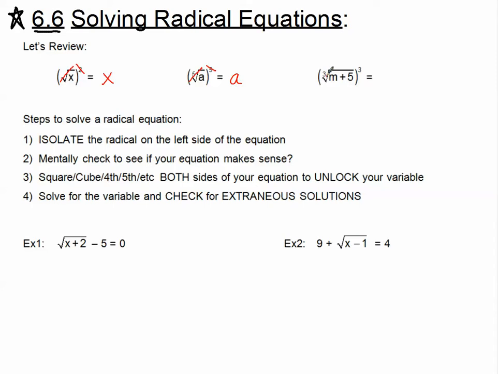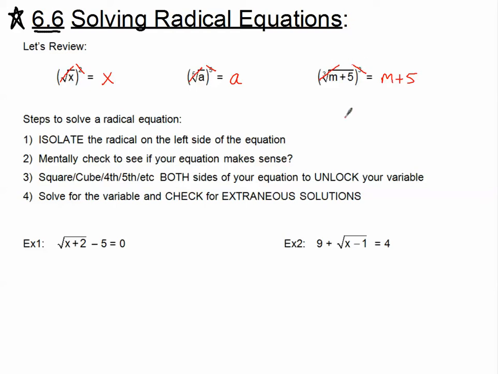So if we have the cube root, to undo the cube root, all we need to do is cube. So if we have a cube root and we want to undo it, we cube, and then we would just have whatever's underneath that radical symbol, which in this case is m plus 5. Nothing happens to the radicand as long as we undo the index with that correct exponent. So that's an important part today.